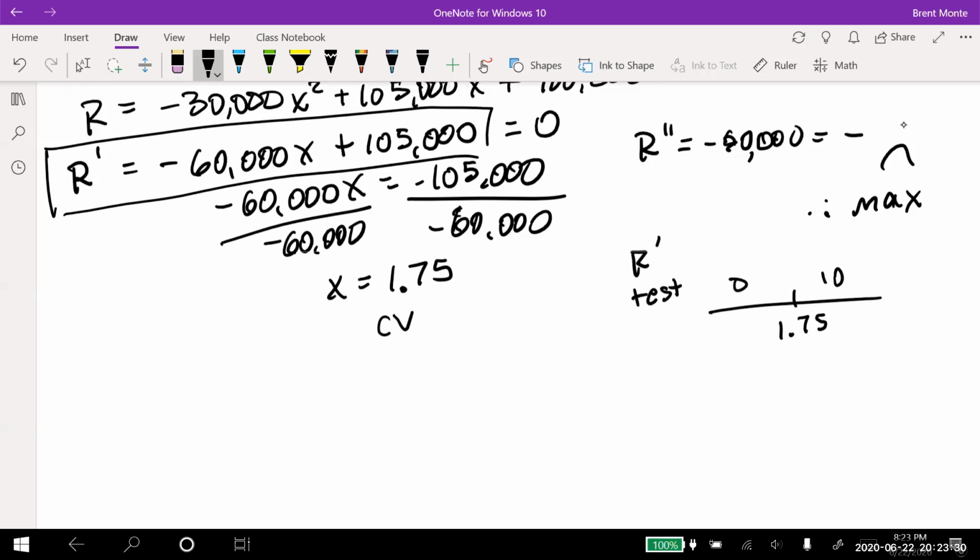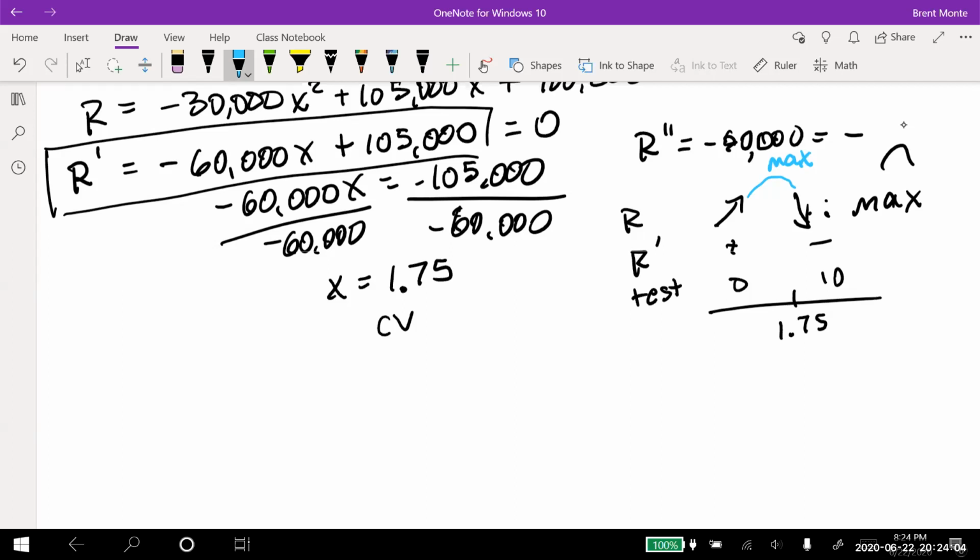And if I plug in 0, I get positive 105,000, which means revenue is going up at that point. If I plug in the 10, I get negative 600,000 plus 105,000, which is a negative number, which means the graph's going down at that point. And since the graph goes up and then comes down, clearly I have a max in there. Since it's the only critical value, it must be the absolute max in that interval.